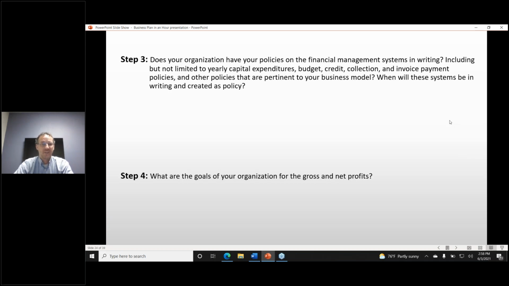Does your organization have your policies on the financial management systems in writing, including but not limited to yearly capital expenditures, budget, credit, collection, invoice payment policies, and other policies that are pertinent to your business model? When will these systems be in writing and created as policy?